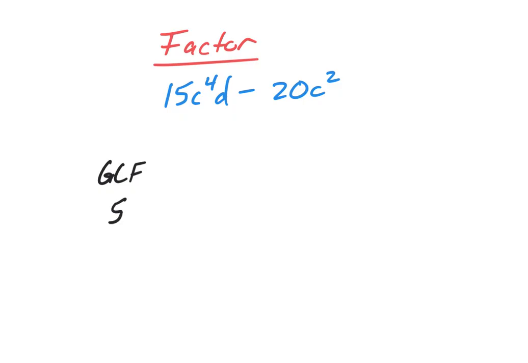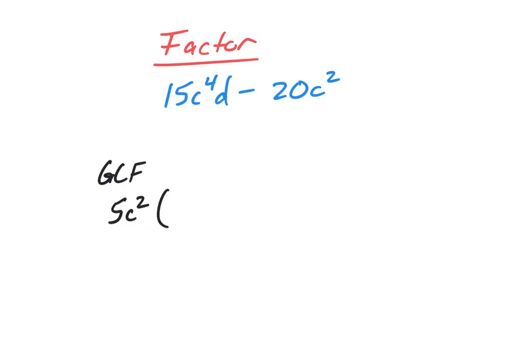Okay, and then the c's. I have 4 c's in the first term and 2 c's in the second term. How many c's do they have in common? 2. The first term has a d. The second term does not have a d. So do they have a d in common? No. So we can't take a d out. If there's no d in both, we can't take a d out. That's the way you want to think about it.